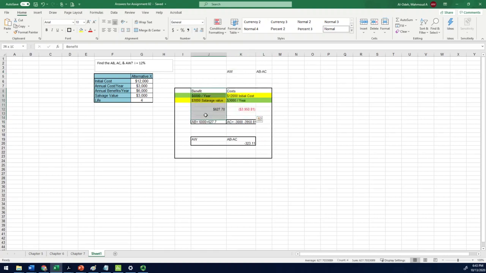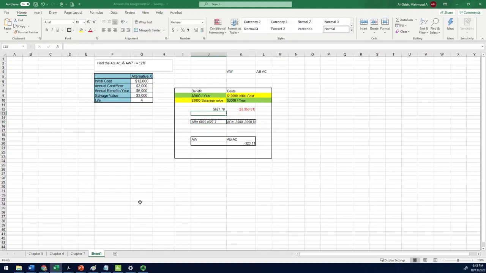In the benefits, we see the annual benefit of $6,000. This is every year. And also the salvage value, since this is positive. So in the benefit column, you put all the positive cash flows. One of these cash flows is the salvage value. It is a positive $3,000 that the company will receive after 4 years.